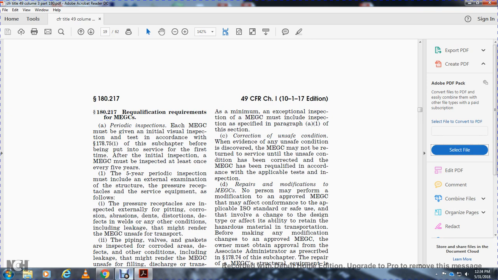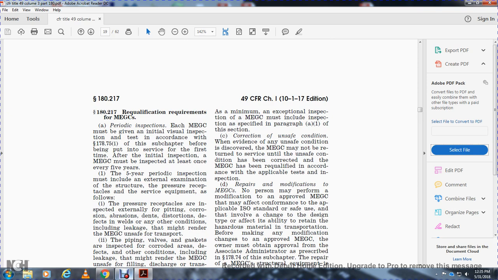178.275 requalification requirements of the MEGC, the periodic inspection for the MEGC, but may be given a visual inspection for the test in accordance with section 178.275 of this subchapter before being put in service for the first time. The MEGC must be inspected at least once every 5 years.